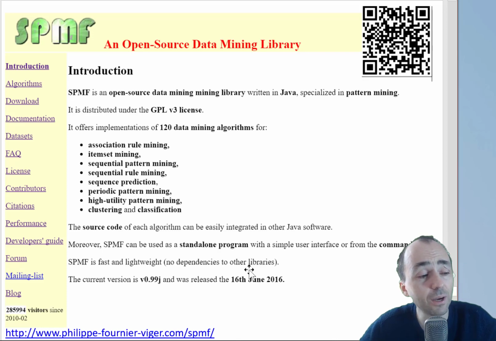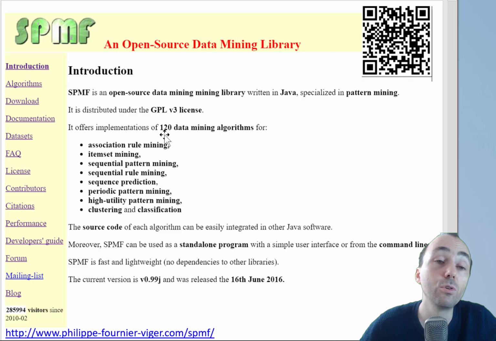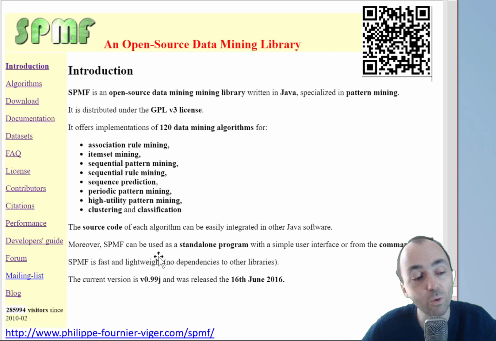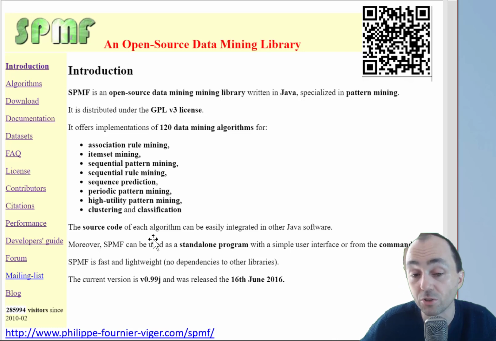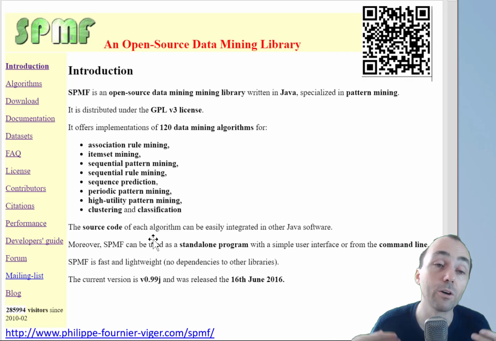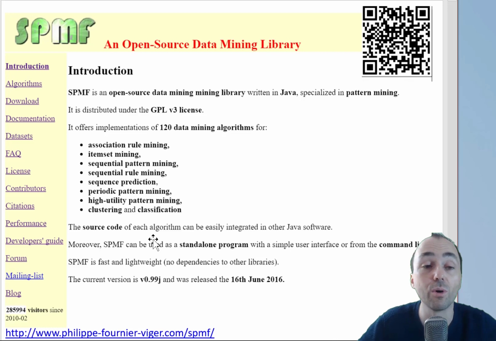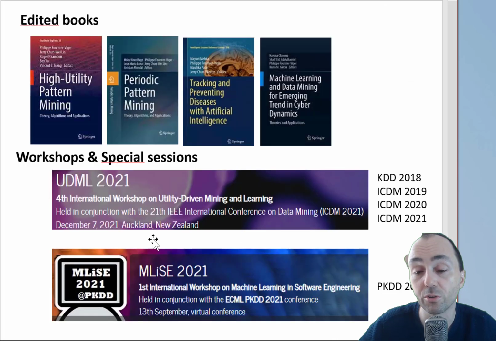So if you are interested in pattern mining, I am the founder of a software called SPMF. It offers nowadays more than 240 algorithms. It is in Java, open source. You can use it as a standalone program and also include it in other software. There are also some wrappers for other programming languages. Okay, you could try it on your data. It is really easy to use. The interface is super simple because my goal is to give algorithms, not to make a very complicated software in terms of user interface.